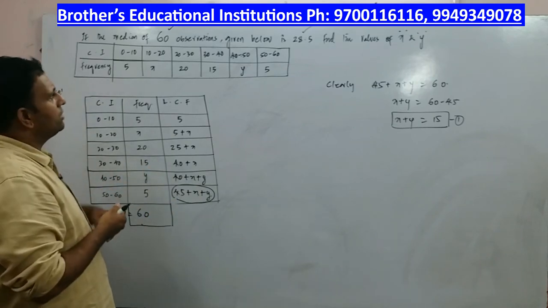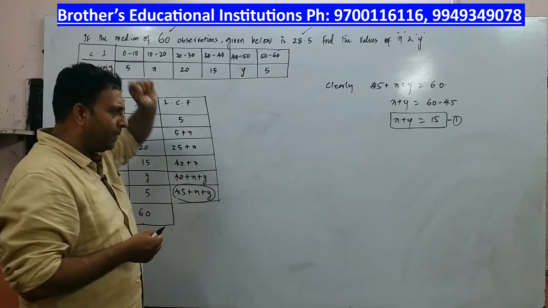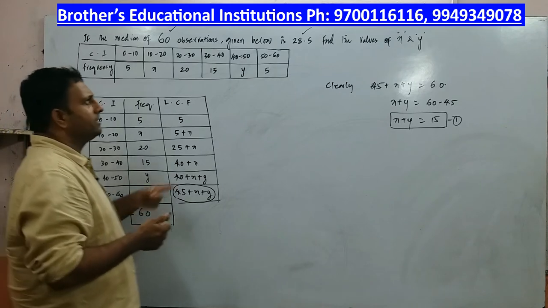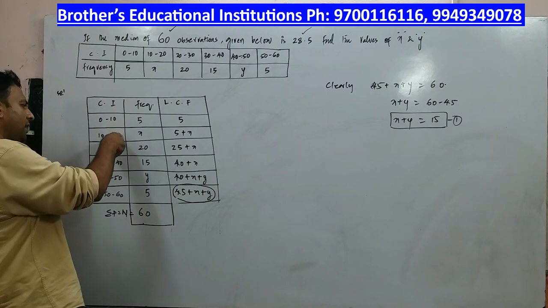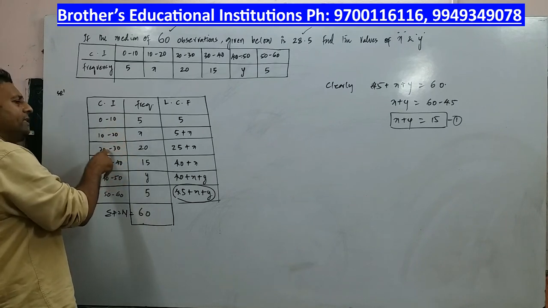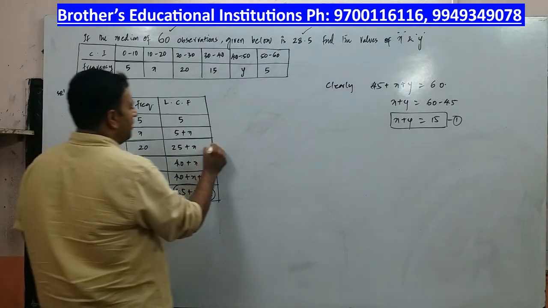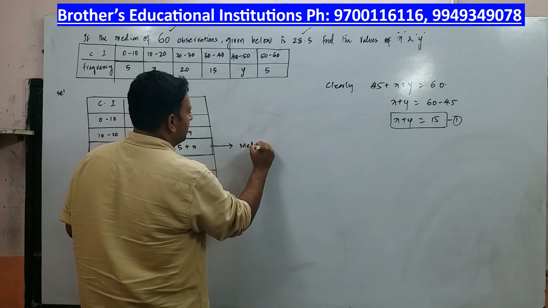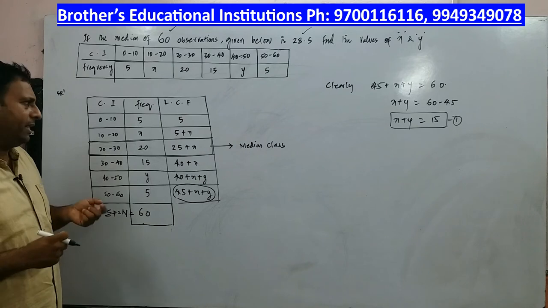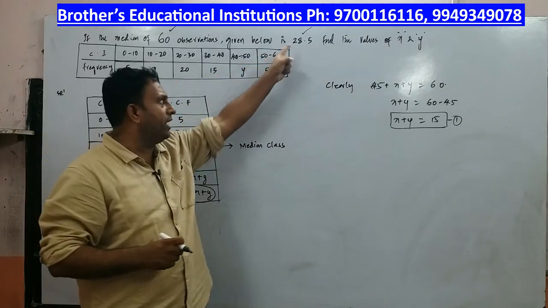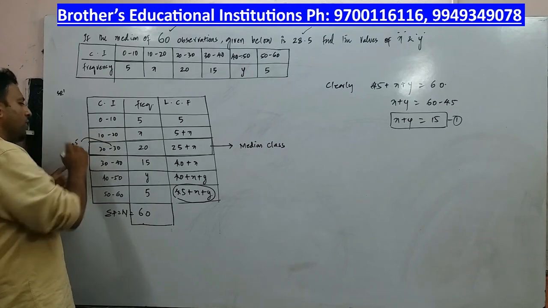How do I generate one more equation? This 60 I have used. Now he has given you one more condition, that the median is 28.5. So let us try to plot the median class. What is median? 28.5. 28.5 lies in which class interval? Here, here, here, here or here. 28.5 lies here. Because 28.5 lies in this class interval, it will be called the median class. Now this is something very important, not mentioned in the textbooks, how to plot the median class. I am sure you understood, because the median is 28.5, 28.5 lies here. So therefore this is the median class.